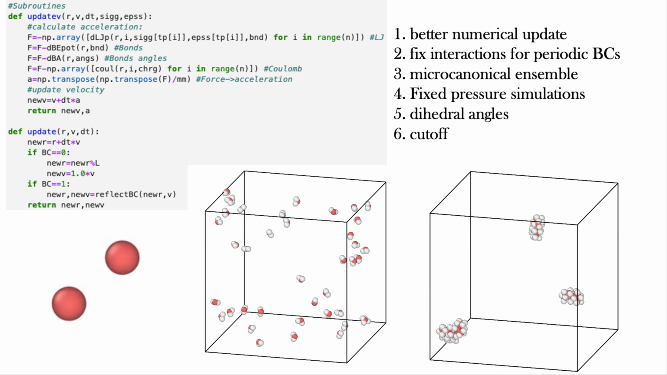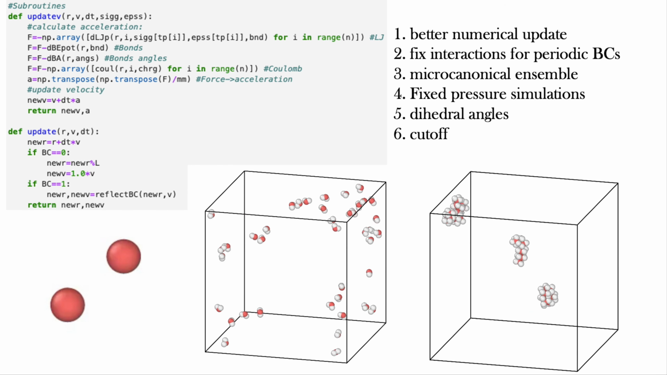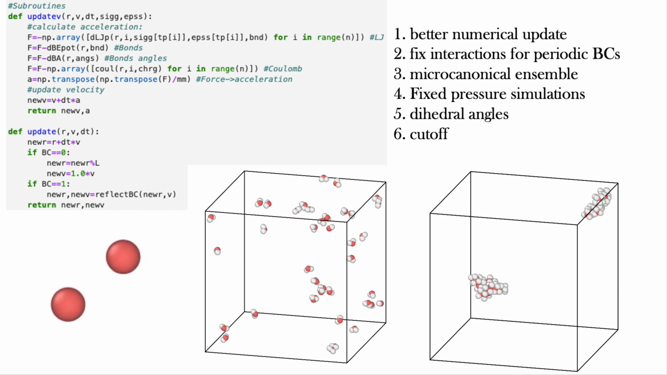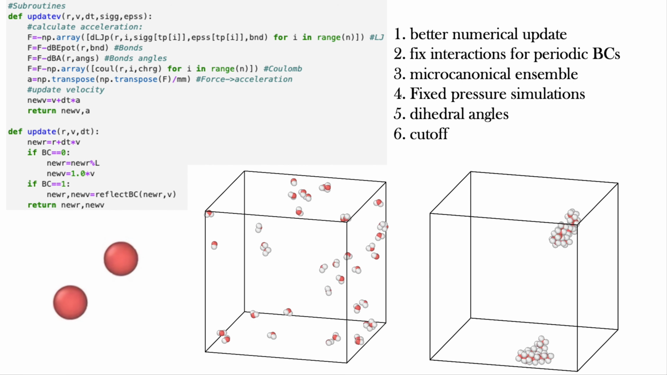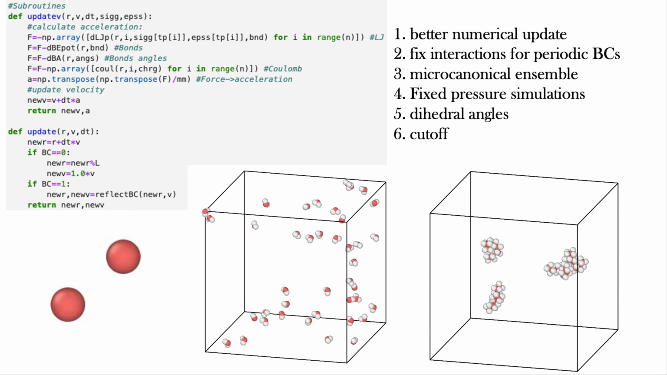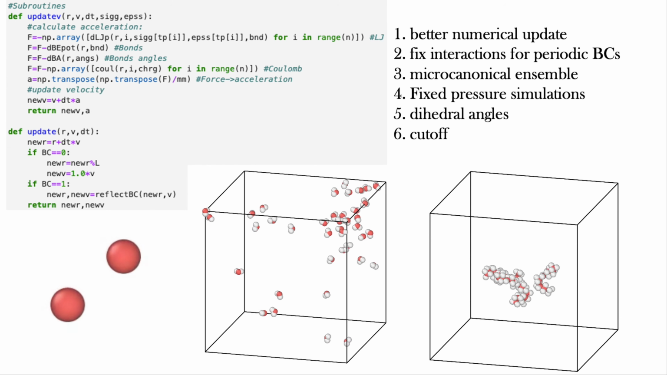If you want to keep playing around, you can try improving the code in the ways that I mentioned throughout the video. Use a better numerical scheme, fix the interaction through the periodic boundaries, implement other ensembles like the Microcanonical, or fix the pressure rather than the volume, add dihedral angles, and add in a range cutoff for the interactions.